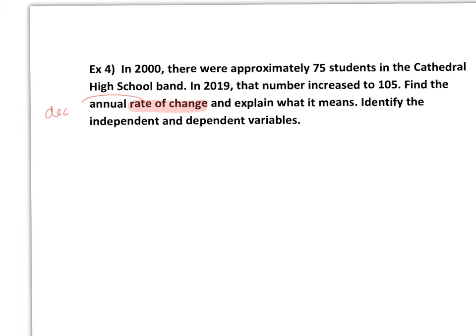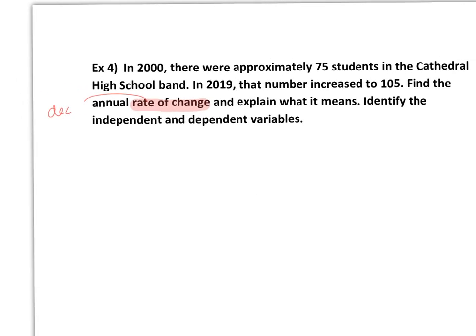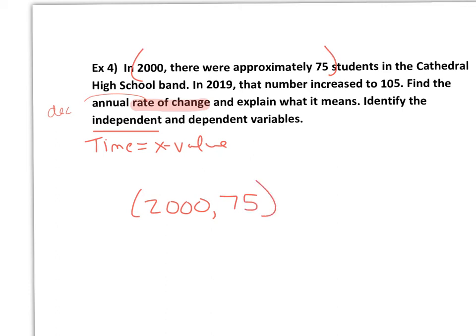Now, when we're talking independent and dependent, we talked in class a lot that time has to be x, right? So independent, we talked a lot about that. Time would always be your x value. Okay, so in this case, in 2000, there were 75 students. So really, you already have your coordinate point set up because 2000 is time. It has to be your x value. And then whatever else we're looking at is going to be your y. So in this case, 75 students. So then in 2019, there were 105.